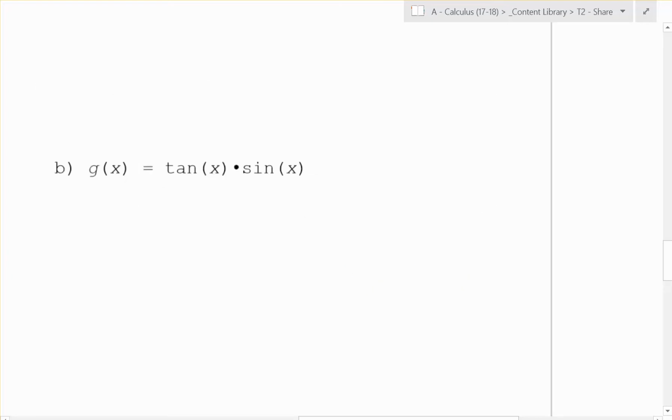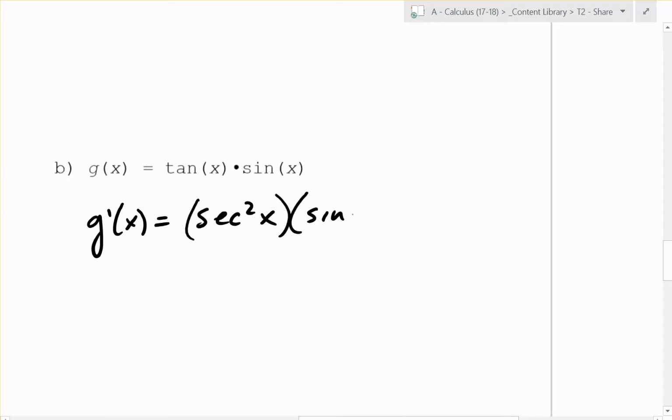What about this one? We have to use the product rule here. In this case, g prime is going to be the derivative of the first, which is secant squared, multiplied by the second, sine of x. So derivative of the first times the second, plus the first times the derivative of the second. Derivative of sine is cosine x. And you can leave it like that. That's as far as I want you to go right now.